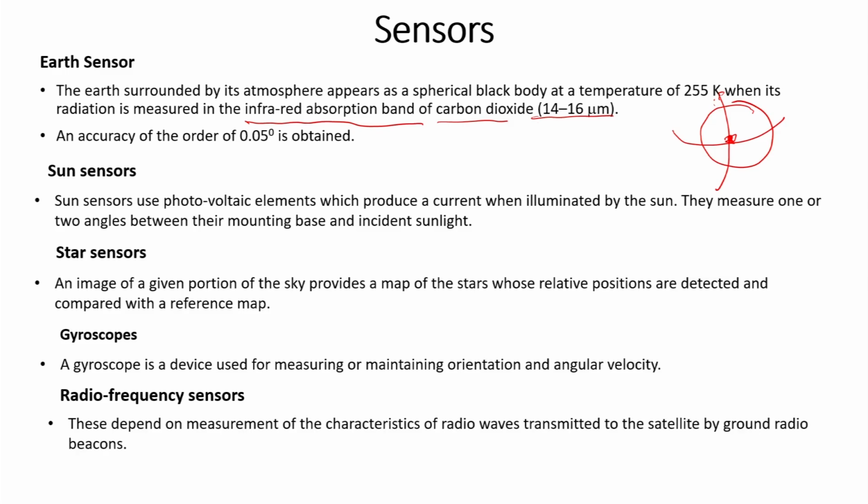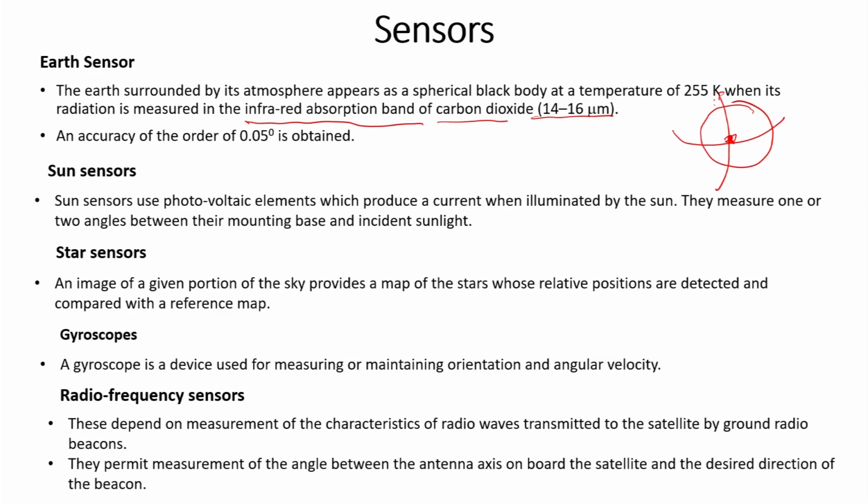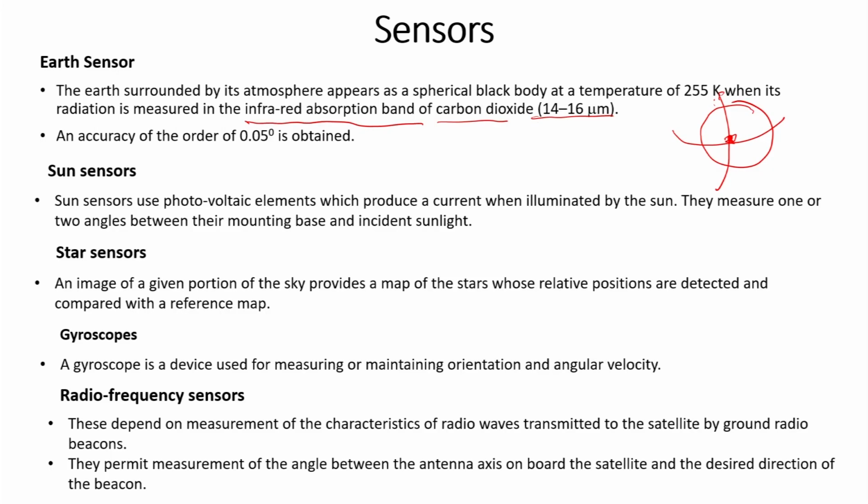These depend on the measurement of the characteristics of the radio waves transmitted to the satellite by ground radio beacons. From there you can measure the angle between the antenna axis on board the satellite and the desired direction of the beacon. There are RF tracking techniques available from which you can calculate the mismatch between the beacon direction and the actual satellite antenna direction. From there, the attitude correction and the change in the attitude can be determined.